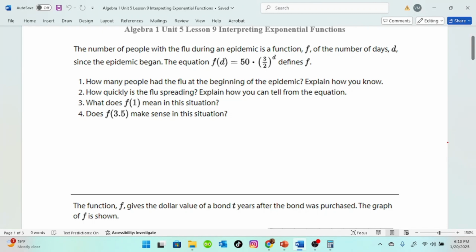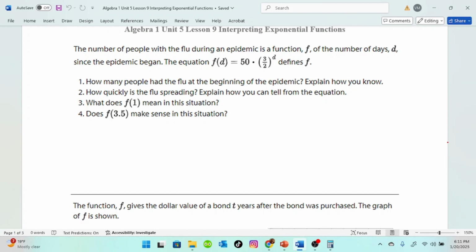Now we can begin the practice problems for Unit 5, Lesson 9. The number of people with the flu during an epidemic is a function f of the number of days d since the epidemic began. The equation f of d equals 50 times 3 over 2 to the power of d defines f. Number 1 asks us, how many people had the flu at the beginning of the epidemic? Explain how you know.